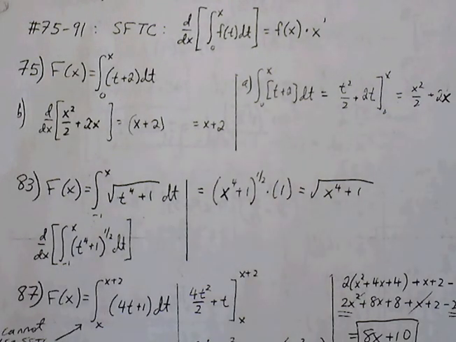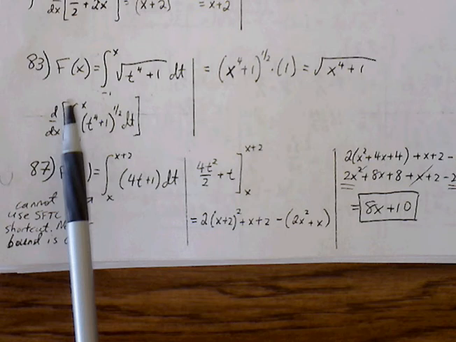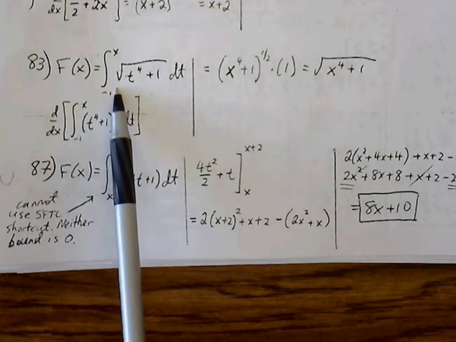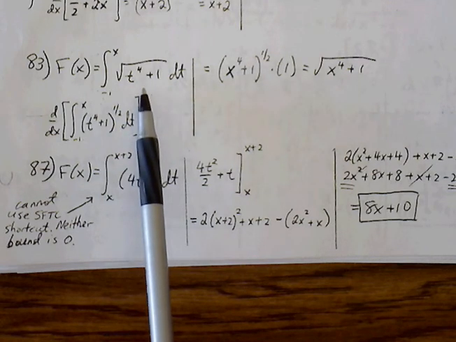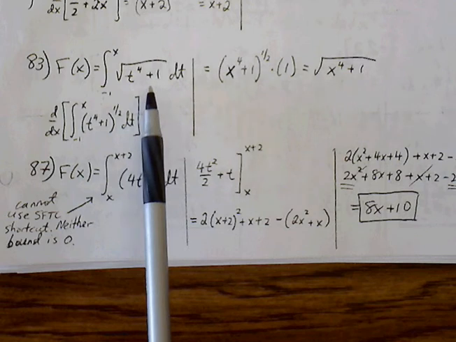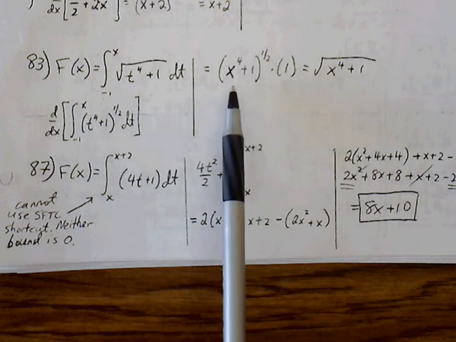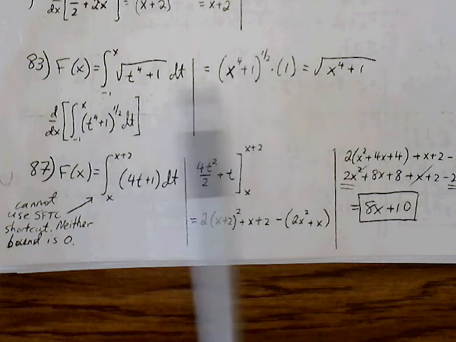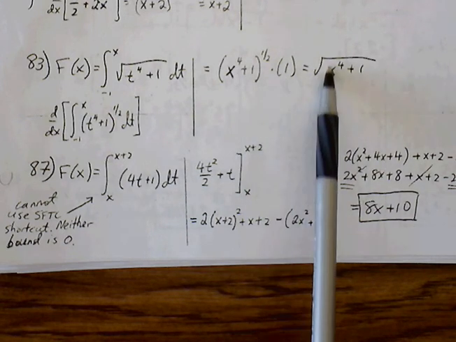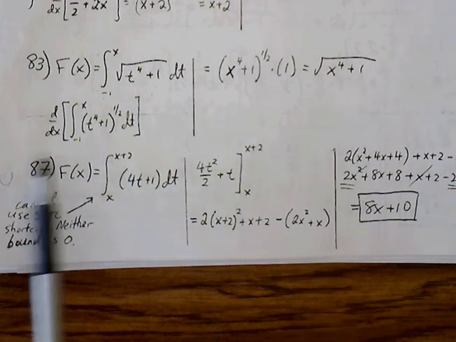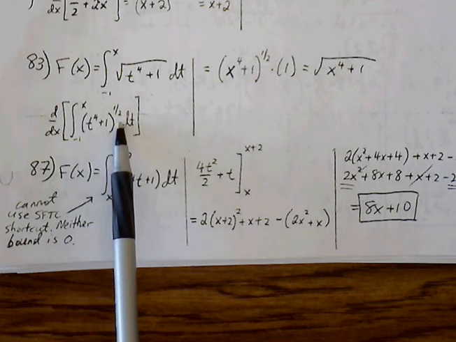83. Right, so this is a problem where we can, 83, we can use the second theorem of calculus. We simply can apply the rule. But for 83, we're still finding it step by step. So we can write this as x to the 4th plus 1, to the 1/2, times 1, which is equal to the square root of x to the 4th plus 1. And we're going to simply set it up, 83 being the definite integral from -1 to x of t to the 4th plus 1, to the 1/2, dt.